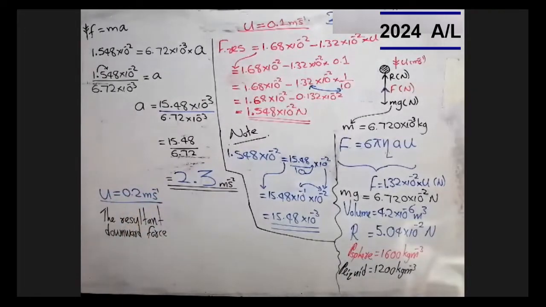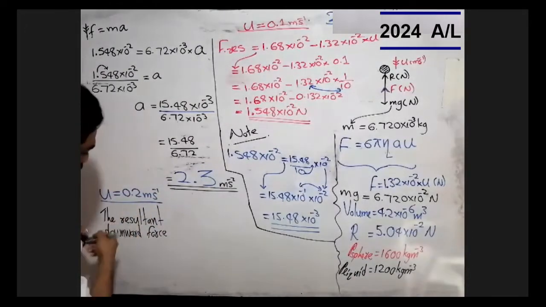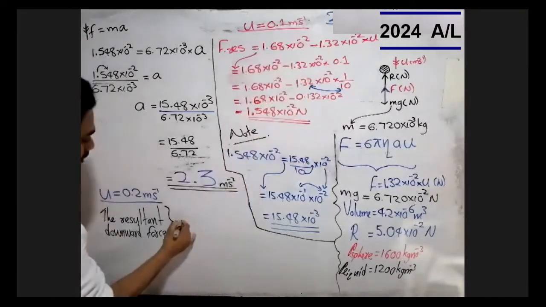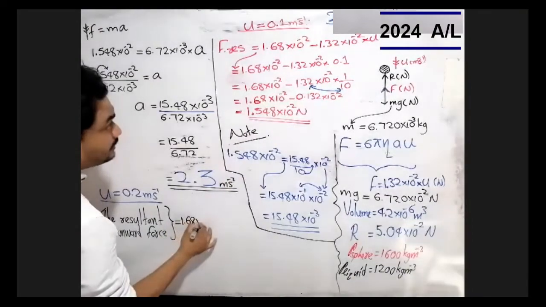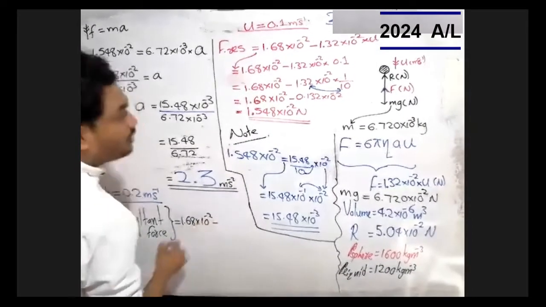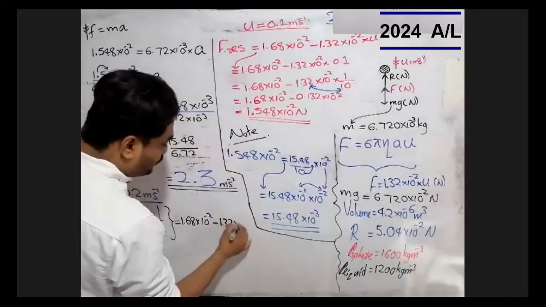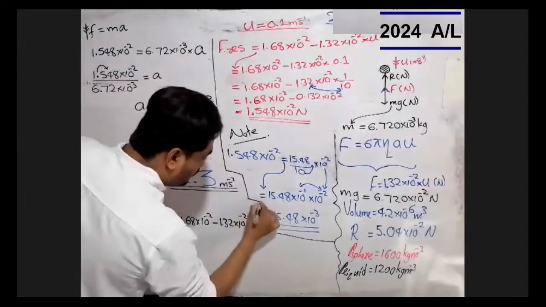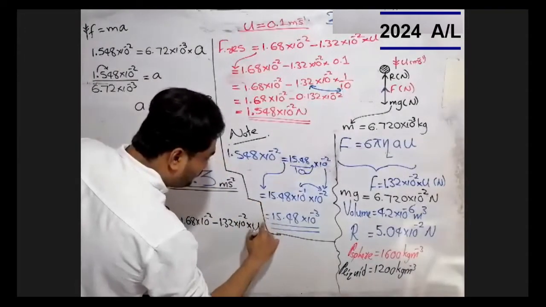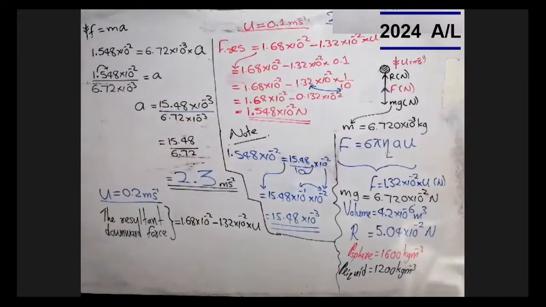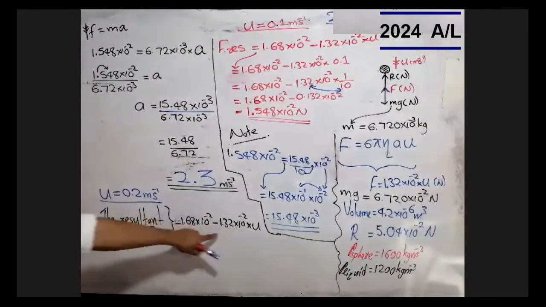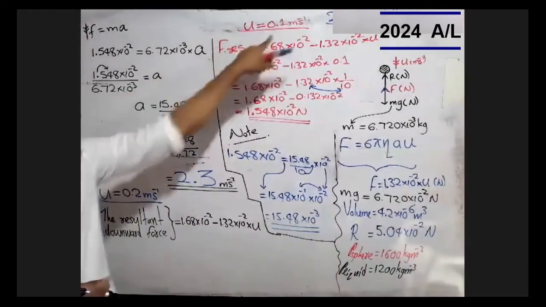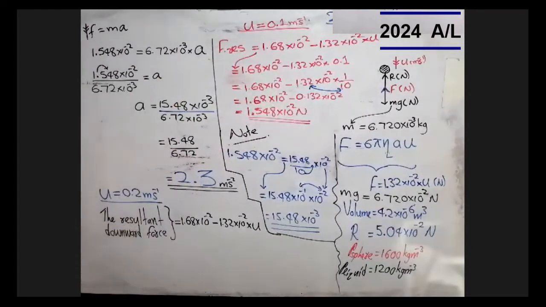Then let's try to find the resultant force. The resultant force equation is this: 1.68 into 10 to the power minus 2 minus 1.32 into 10 to the power minus 2 multiplied by u. u is the velocity of the sphere. We have obtained this expression already. Now we are using this expression under different velocities such as 0.1, 0.2, 0.3, 0.4, and so on.